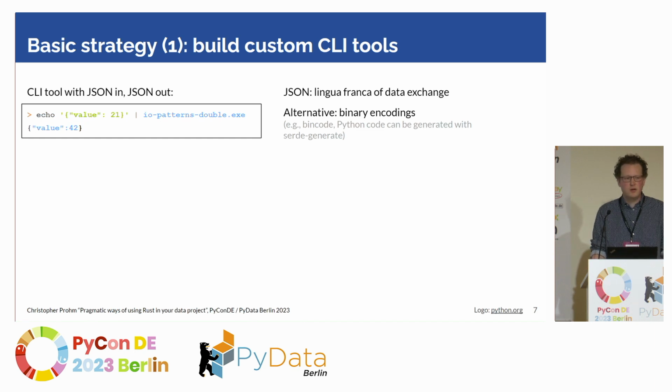And why JSON? It's the lingua franca of data exchange, I would say. Everything speaks JSON, everything writes JSON, so this is nice and easy. If you want to have a bit more performance, maybe go for binary encoding. And there are also options then to generate the code that you need to essentially go from A to B.